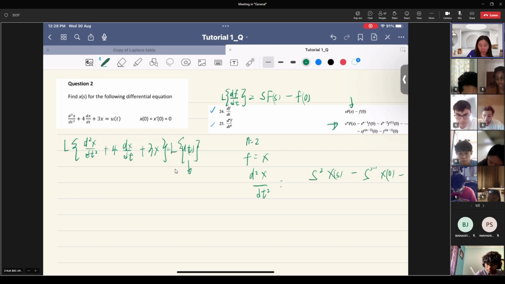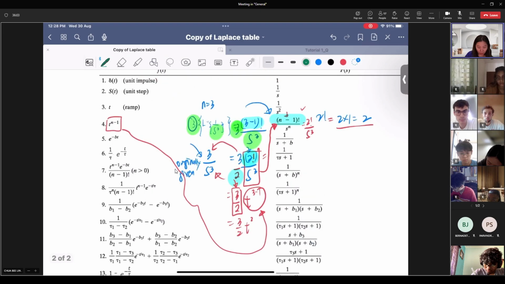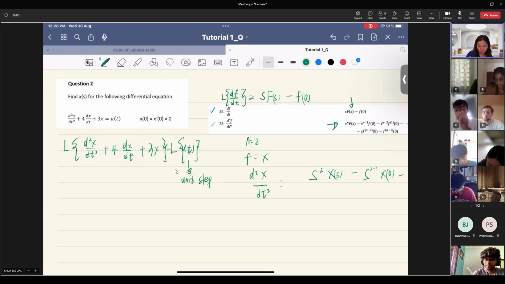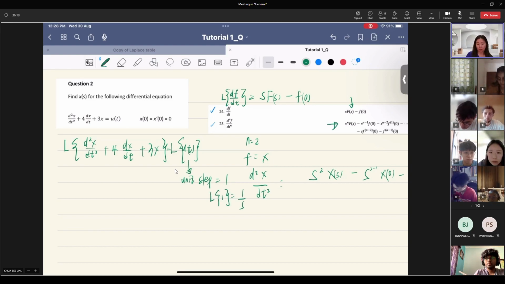And u(t) is the unit step. What is the name again? It is a unit step. Yes, so this one is a unit step, meaning that it is 1. So when you Laplace transform 1, you will get 1 over s. So equals 1 over s on one side.